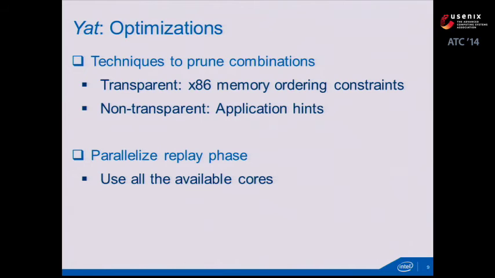We also noted that the replay phase in the yat framework can be easily run in parallel. We start with a base PM state, and then we replay the operations, so you can test multiple combinations at the same time. So we implemented a multi-threaded version of yat, which lets us test several combinations at the same time and use all the available cores. Although we haven't implemented any distributed form of this, it is easy to see how we can do that.